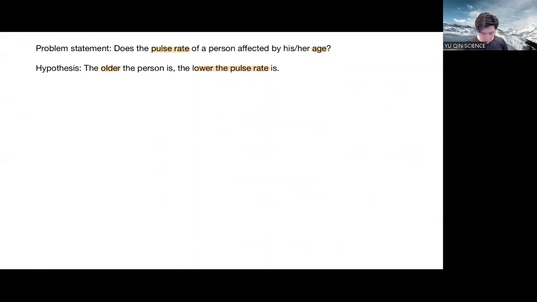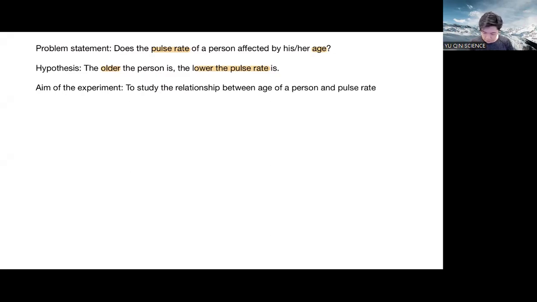Okay, the format of the aim is always to study. Your start is always to study the... usually there are two types. You can say to study the relationship or to study the effect. It's up to you which one makes a better sentence. I think I want to study the relationship between someone's age and the pulse rate. I want to see how they affect each other, like whether someone who is older really has a slower pulse rate. So, to study the relationship between the age of a person and pulse rate. There you go. See, I'm still within my backbone.